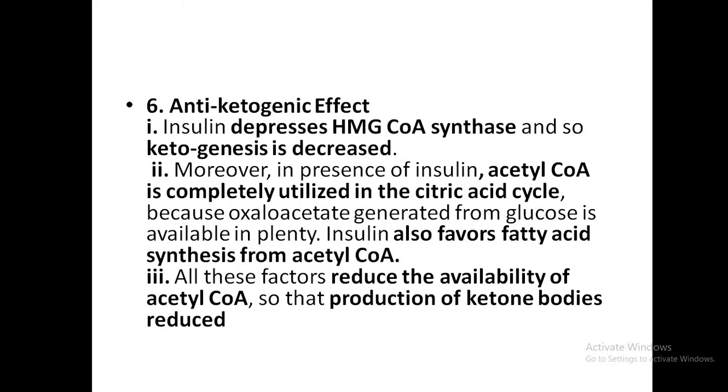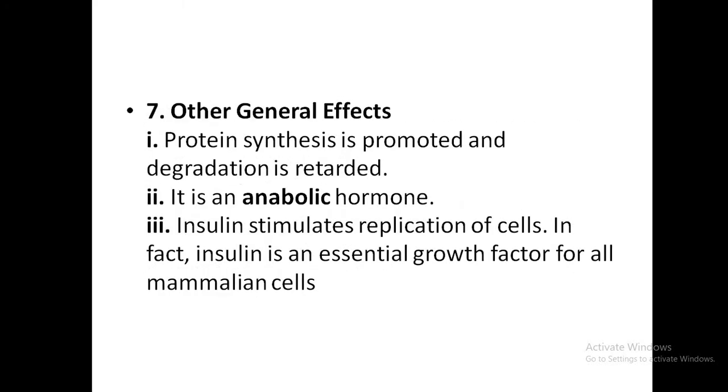Anti-ketogenesis. It depresses the HMG-CoA synthase, so ketogenesis is decreased. Also, acetyl coenzyme A is completely utilized in the citric acid cycle because oxaloacetate is plenty. So insulin favors fatty acid synthesis from acetyl coenzyme A also. So the acetyl coenzyme A is decreased. All these factors thus reduce the availability of acetyl coenzyme A, and hence the production of ketone bodies is reduced.